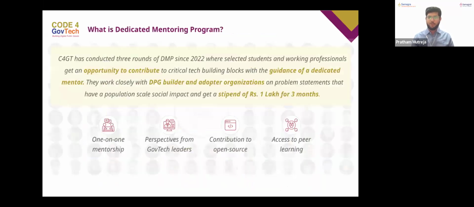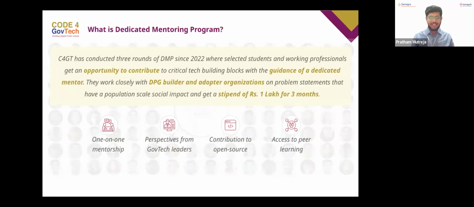Now coming to the thing we are here for. So what exactly is the dedicated mentoring program? This is the fourth round of the dedicated mentoring program in 2025. The idea is that the selected students and working professionals contribute on the tech pieces that we talked about under the guidance of a dedicated mentor, and they work closely with DPG builder and adopter organizations on problem statements which have a population scale impact.